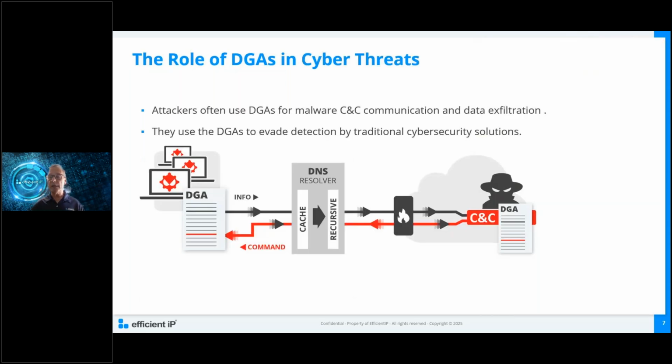Here's a diagram illustrating how DGAs are used by attackers to maintain communications. The attacker generates a large number of domains using the algorithm. The malware queries these domains to send information back to the attacker. The attacker then generates additional domains to send commands to the malware. By frequently switching domains, attackers evade detection and ensure uninterrupted communication for the malware operation.